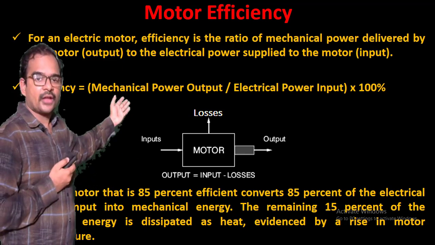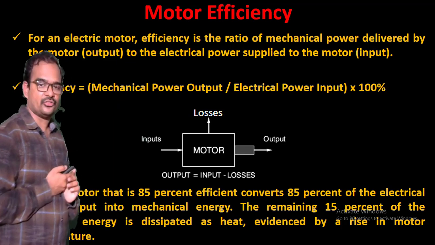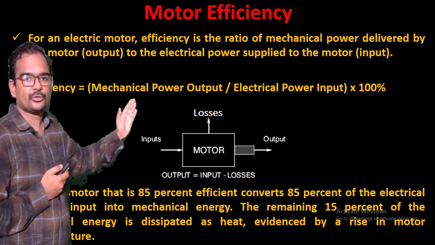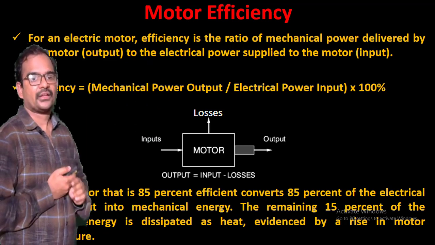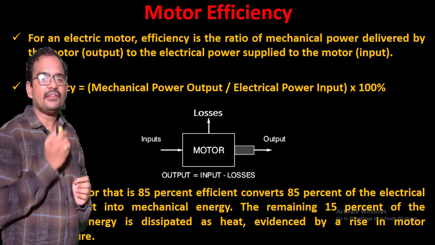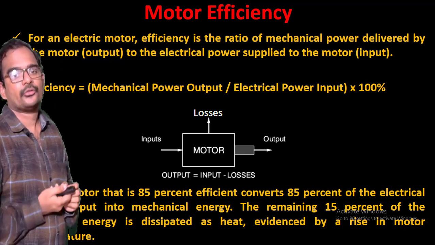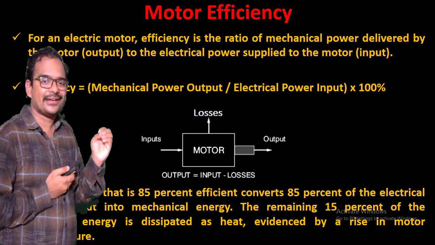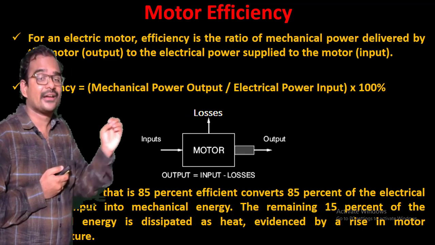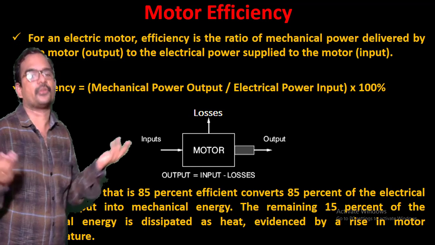As you can see in the figure, output equals input minus losses, because the law of conservation of energy applies to a motor: total energy input equals total energy output plus losses. Thus, a motor that is 85% efficient converts 85% of the electrical input into mechanical energy. The remaining 15% of the electrical energy is dissipated as heat, evidenced by a rise in the motor temperature. When you operate the motor, its temperature rises, which we can clearly observe in our homes.